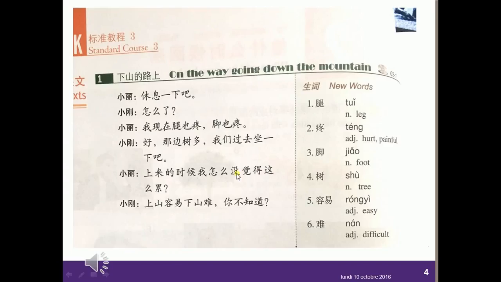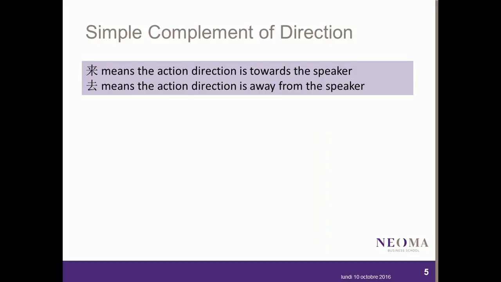Okay, so if you pay attention, you will see a couple of words like this: 过去, go over, 上来, come up. So this is about a new grammar point that we're going to explain, the simple complement of direction. So we have 来 and 去. 来 means when the action happens, the direction of the action is towards the speaker. If you're the speaker, that means the action is towards you. And 去 means the direction of the activity is away from the speaker. If you're the speaker, that means away from you.